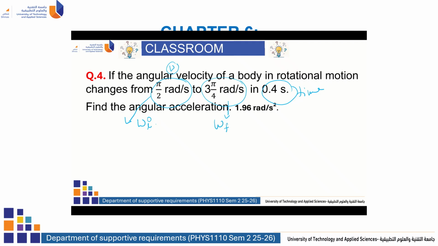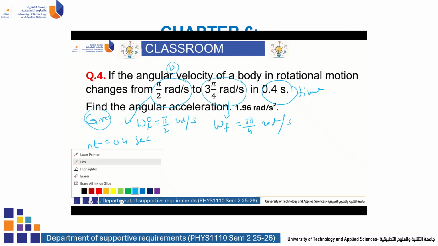So here omega i is pi by 2 radian over second, and omega f is equal to 3 pi by 4 radian over second. And the time, the delta t, is given as 0.4 second. So this information is given to us.